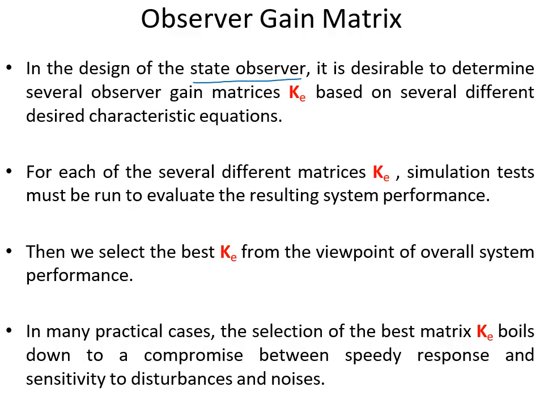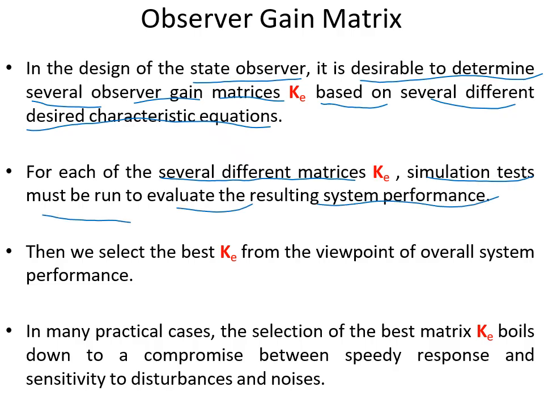In the design of a state observer, it is desirable to determine several observer gain matrices, Ke, based on several different desired characteristic equations. For each of the several different Ke, simulation tests must be run to evaluate the resulting system performance. Then we select the best Ke from the viewpoint of overall system performance, such as the settling time, rise time, maximum overshoot, and so forth.